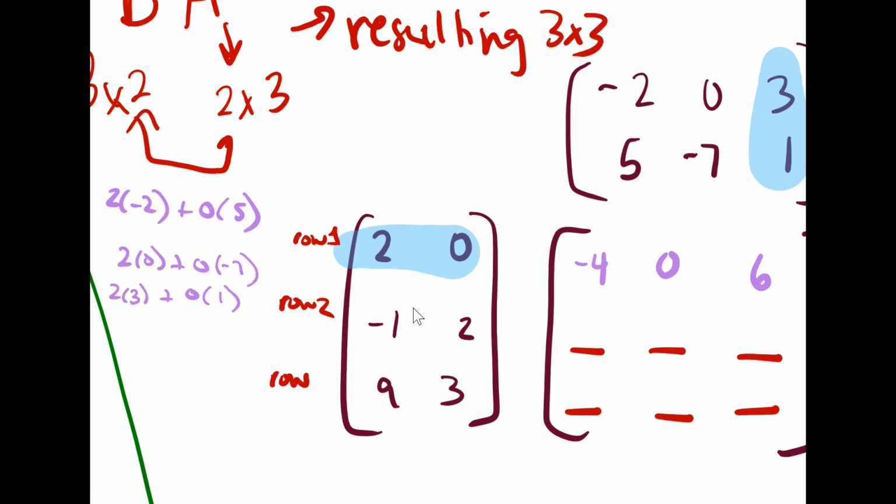Wait, how did you do this? So across the row first, 3 times down the second. 2 times 3 is 6. 0 times 1 is 0. 0 plus 6 is 6. Wait, what about the column? 0 times 1 is 0. Like, wouldn't you just use the 3? I just don't get it. As you're looking at this, you go across the first matrix, down the second.